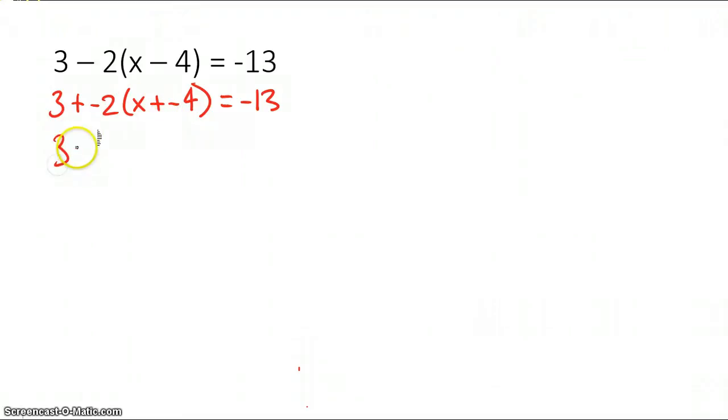So 3 plus -2x. There's a times in there, but when you put a variable next to a number, there's an automatic times in there. And so negative 2 plus negative 2 times negative 4 equals negative 13.